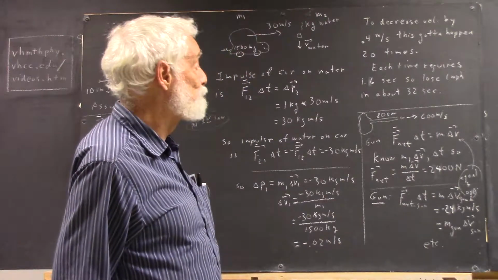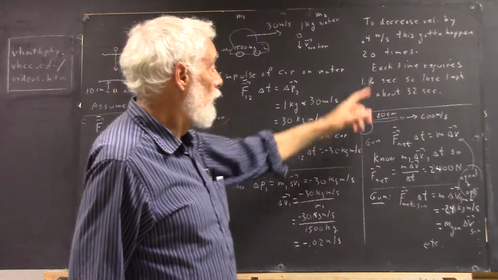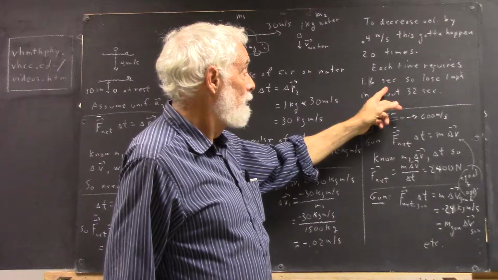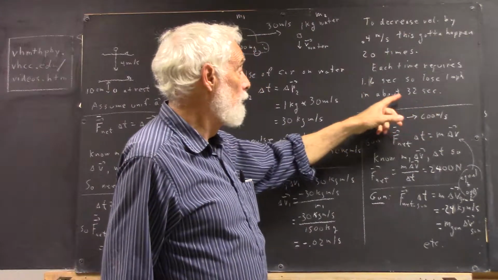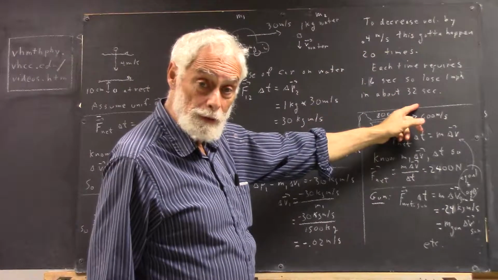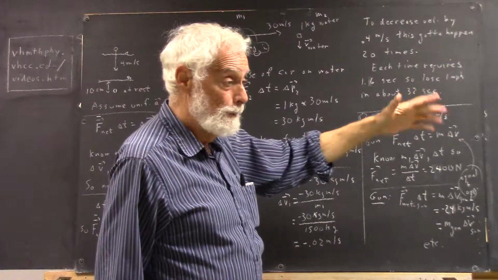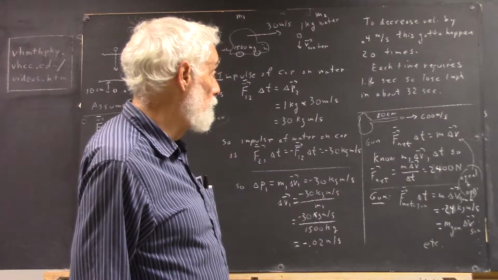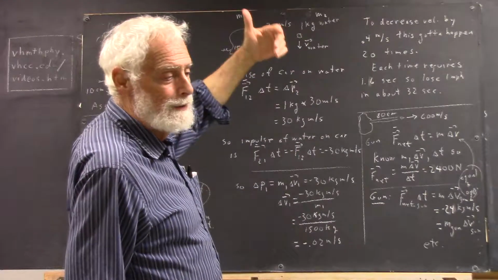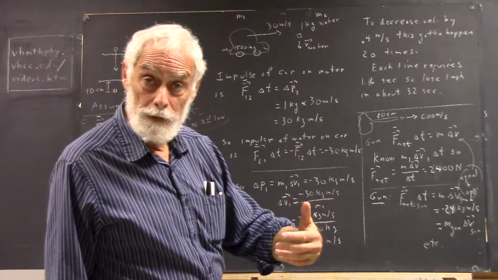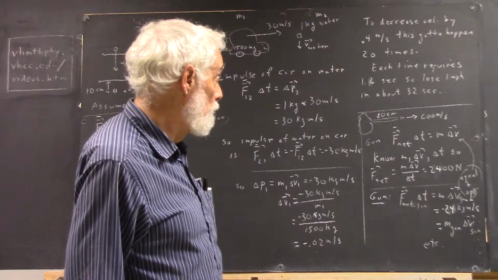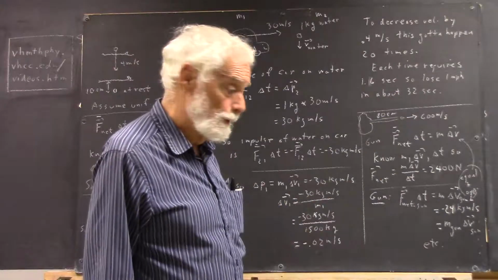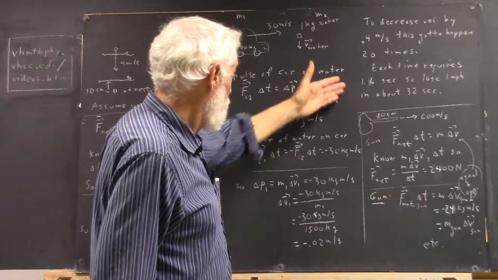So, each time this occurs, it requires 1.6 seconds. So, we lose 1 mile per hour in 20 of those, which would be 32 seconds. Now, if you want to go ahead and set up the integral with some kind of a functional approximation, assume a constant rate of water accumulation, you are welcome to do so. But your result won't differ from 32 seconds by more than maybe a second or so. Okay, so that's the idea here.